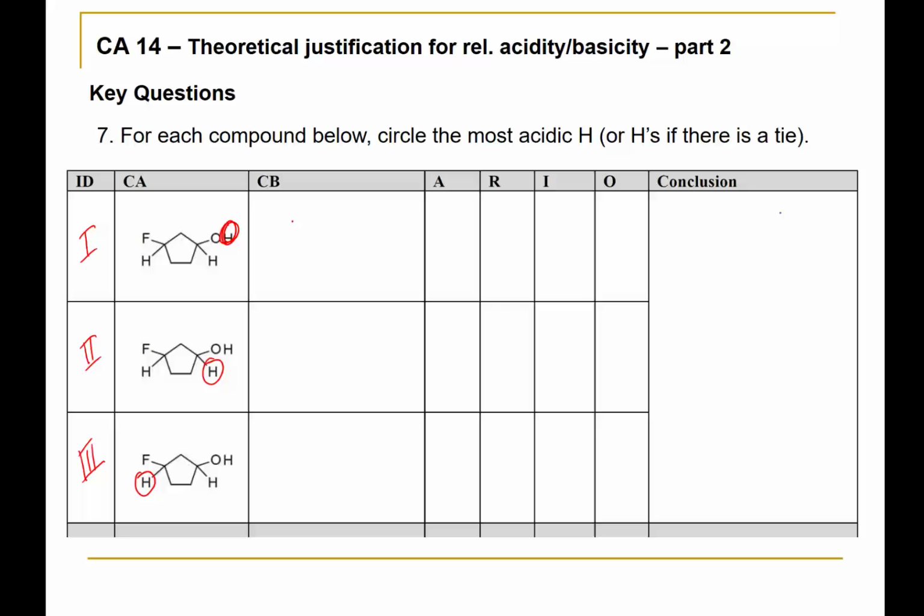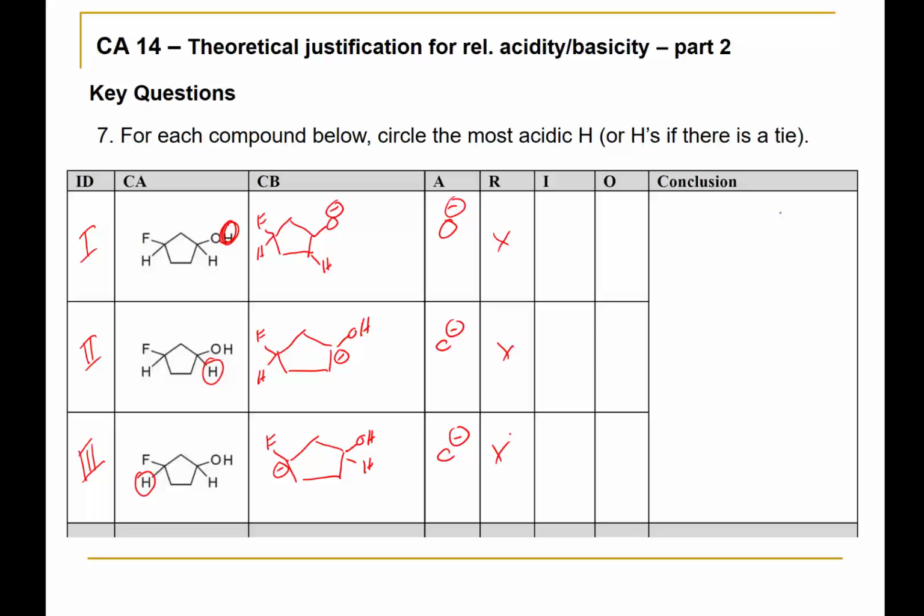So I'm going to go ahead and draw the conjugate bases, as I hope you will too, and then we'll do the analysis. So I have my 3 conjugate bases, and now I'm going to start to fill out the chart. So for conjugate base number 1, I have a negative charge on an oxygen. Conjugate base number 2, I have a negative charge on a carbon, and same thing for conjugate base 3. I then consider resonance, and as it turns out, none of these conjugate bases have an opportunity for resonance. So I put X's there.